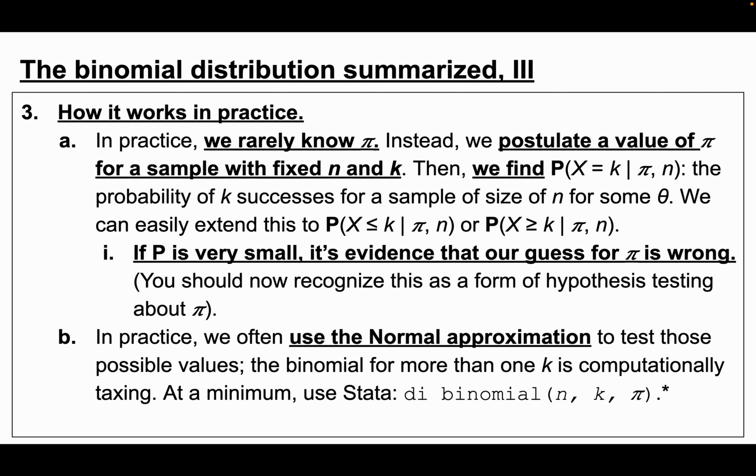In practice, we often use the normal approximation to test those possible values. The binomial for more than 1k is computationally taxing by hand. At a minimum, you should use theta. So you write display binomial n k pi, just like that. And again, pi and small p are the same thing in this context. It's just that I've found that people find that confusing.